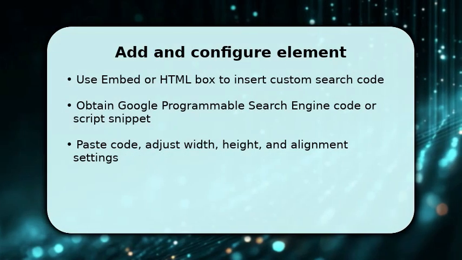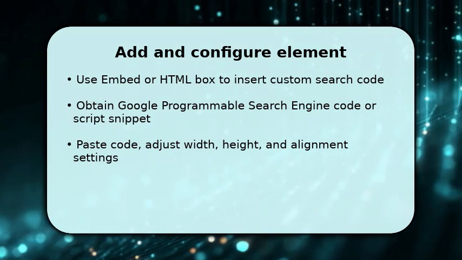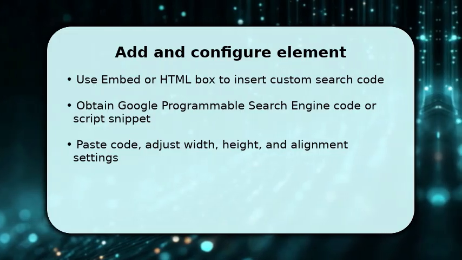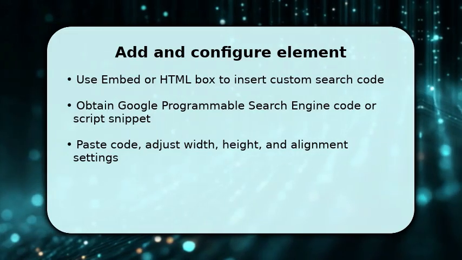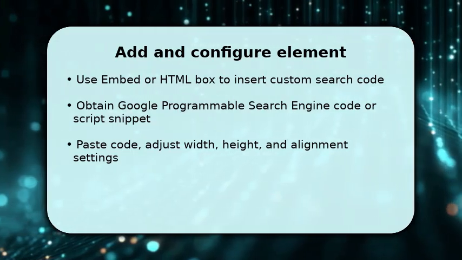You now add the actual search element. Open the Insert menu and choose Embed or HTML box. This accepts the programmable search engine code. Then get your CSE snippet from Google, copy the JavaScript or iframe, and paste it into the Embed field.